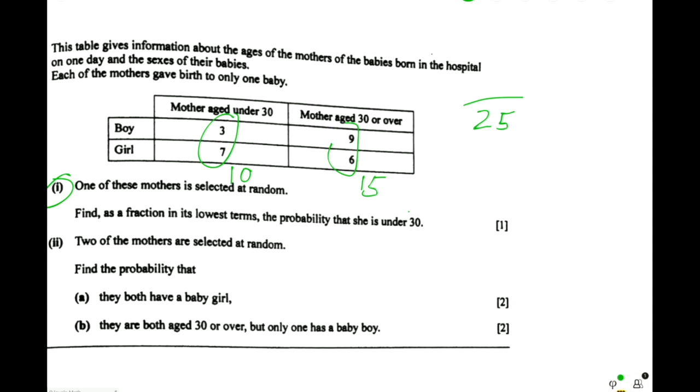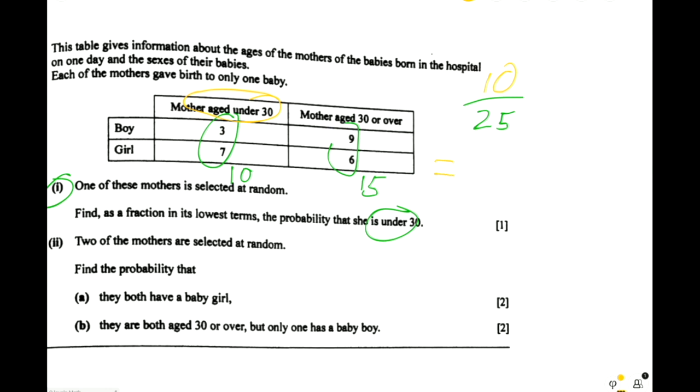Alright, so they want those under 30. How many do we have that's under 30? 10. So they want as a fraction, so 10 over 25. What would that give us? 2/5. Okay? So the first answer is 2/5. Okay? Give away marks, charity.